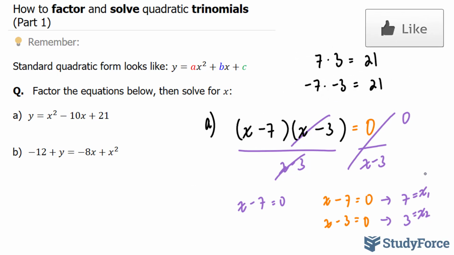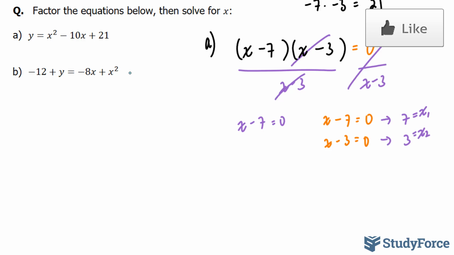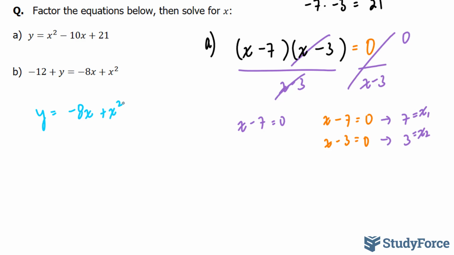Let's move on to B. Now you'll notice that the equation presented in B is not in standard form. So that's something that we have to do first. We have to put this in standard form. So I'm going to bring every term that is not y to one side. Leaving this y on the left side, I end up with minus 8x plus x squared plus 12. I brought this 12 over, it became positive. Now I'll rearrange this so that it is in standard form. So there it is, that's in standard form.